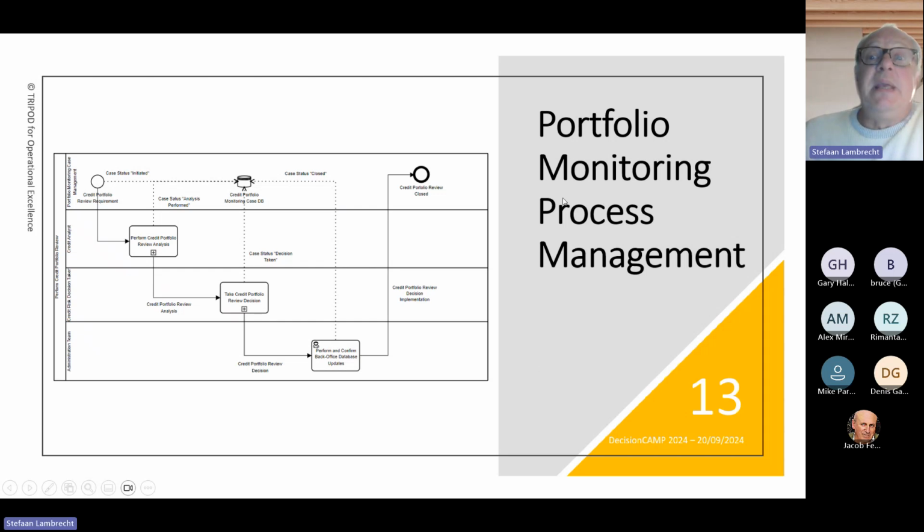So yeah, once a process is then kicked off, we end up in BPMN then. For instance, here we have a portfolio review of the customer. And as I said, usually there is a task given to a credit analyst who needs to do an analysis. That analysis is then taken to a decision taker, which is usually a credit risk committee or a credit committee. They need to take a decision. And once a decision is taken, it needs to be obviously implemented.